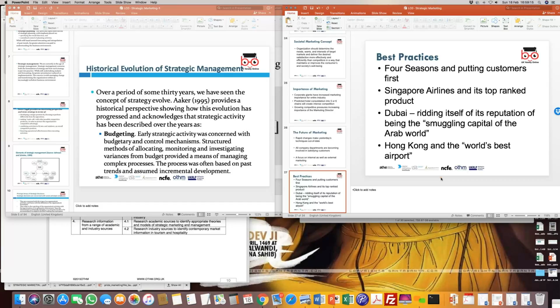And similarly, when you look at airports and different services, I'm just giving 4 different examples. If you look at hotels, it's Four Seasons. If you look at the airlines, which is a major component of this industry, we had Singapore Airlines.